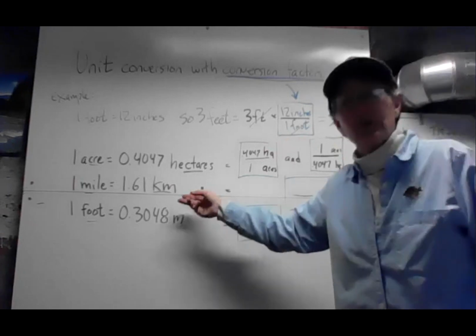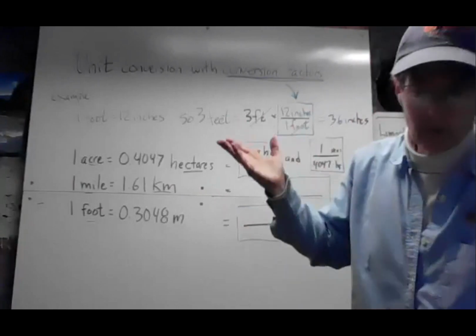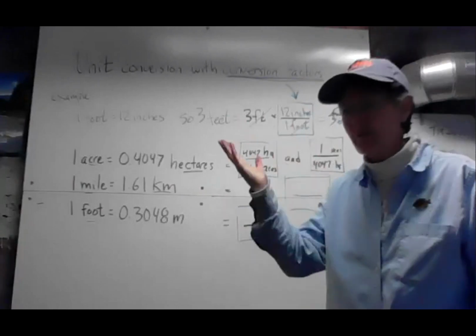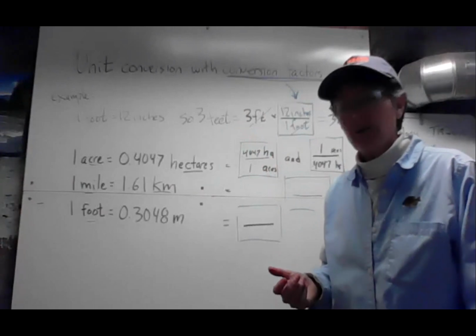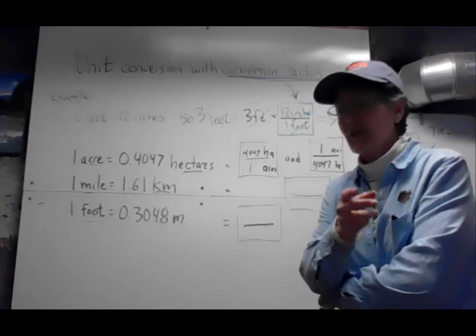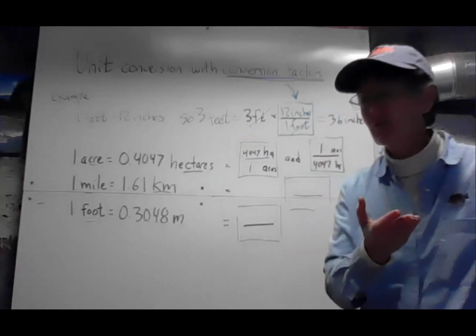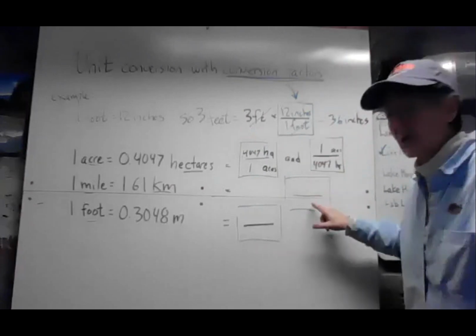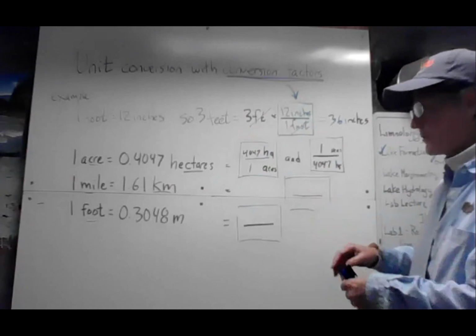If somebody gives you a distance in miles, they say that the length of this shoreline is 3 miles. Let's see, what's my favorite distance? 5 kilometers. How many miles is 5 kilometers? Somebody gives you a distance in kilometers. You want to convert that to miles. What is this conversion factor going to be?